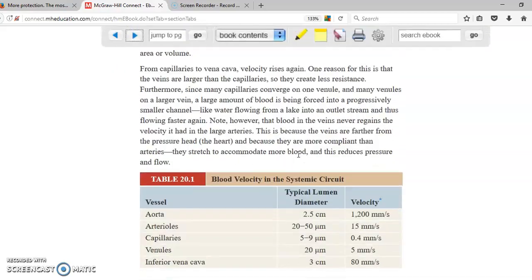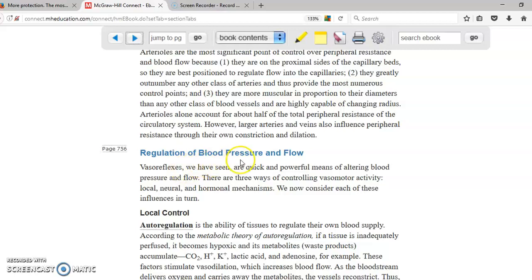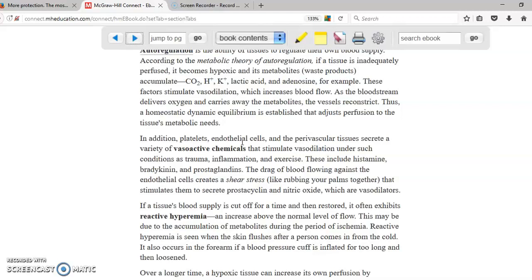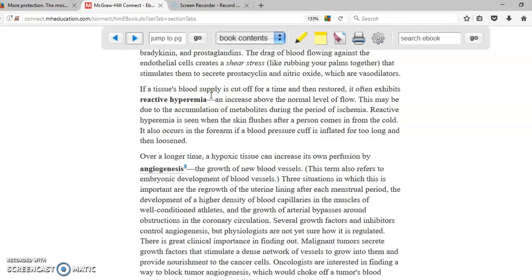If you keep scrolling down, regulation of blood pressure and flow, you have local control. For example, if you have an area that is going to have low blood flow for whatever reason, then you're going to start accumulating carbon dioxide. If you have a lot of carbon dioxide, then the pH will drop, so that area is going to become acidic. Therefore, that's going to trigger vasodilation of this area, so you can get more blood in there, so you can eliminate the carbon dioxide and increase the pH in those areas. Obviously, because you're going to produce vasodilation and increase the amount of blood in that area, a lot of times that's called reactive hyperemia.